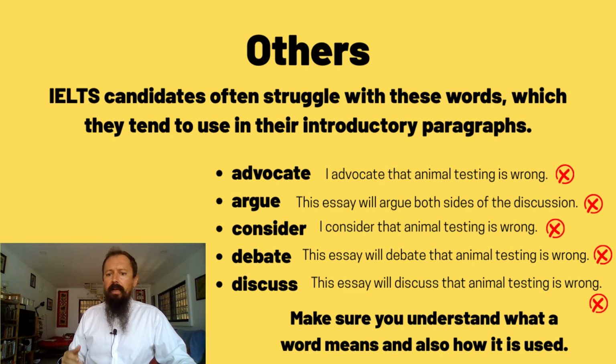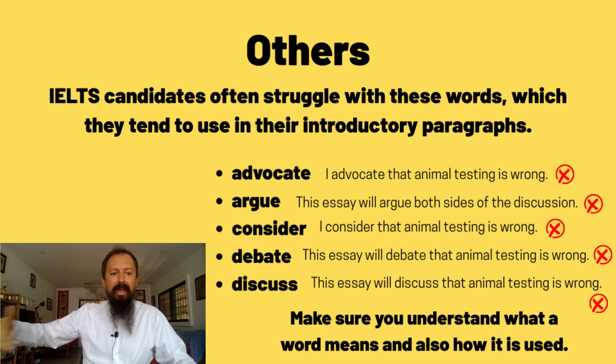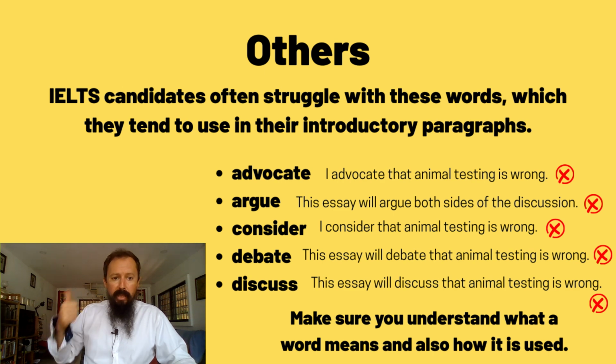So we can see here, I advocate that animal testing is wrong. Well, usually we just say, I advocate something, and then that something is doing something. I advocate animal testing, or I advocate banning animal testing would be possible. So for all of these words, you need to know their general meaning. You really want to know the specific meaning as well. And you really, really need to know how it's used in a sentence.